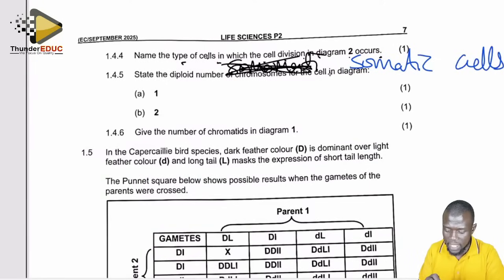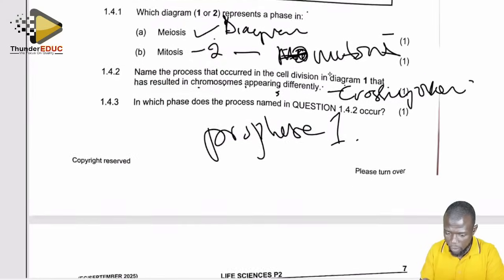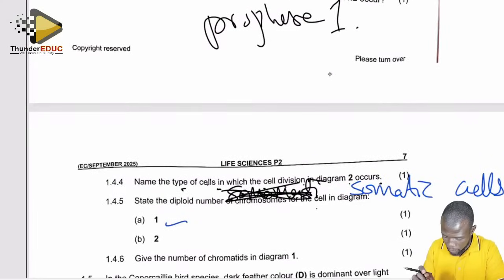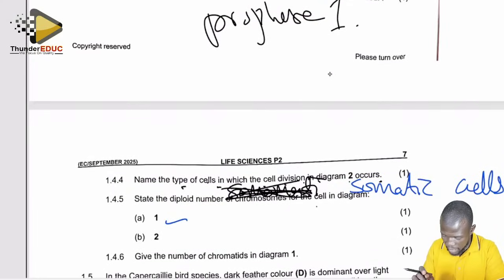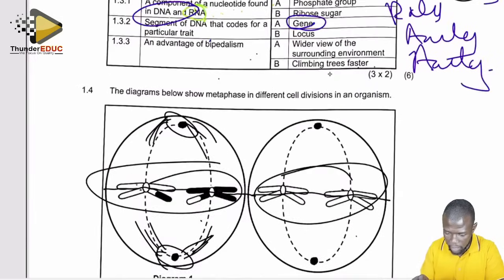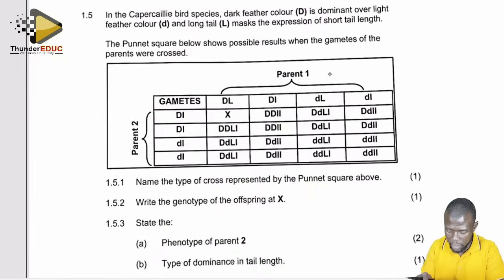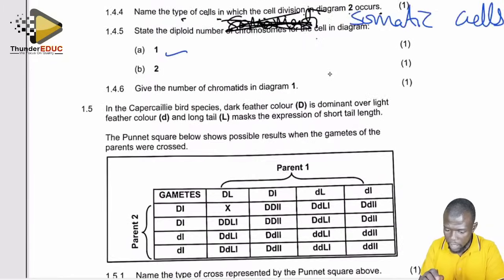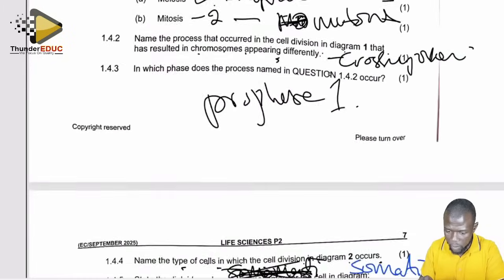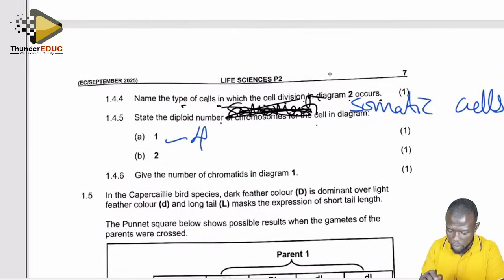Then they're saying: state the diploid number of chromosomes in diagram 1. Did they say it's a human cell? They didn't say anything about a human cell. So the diploid number is going to be 4. And also this one is going to be 4.